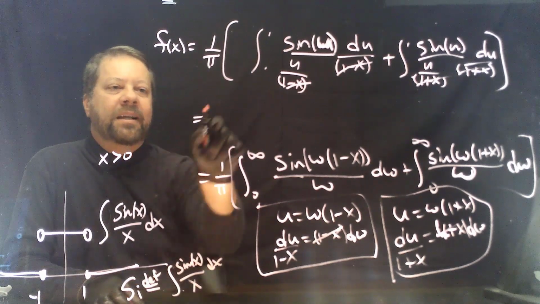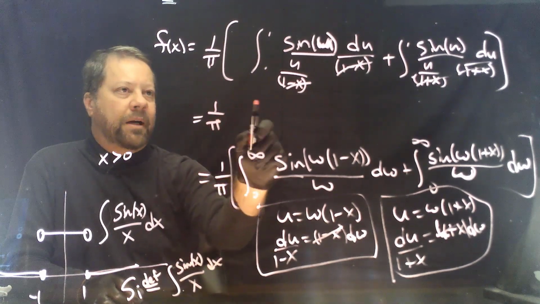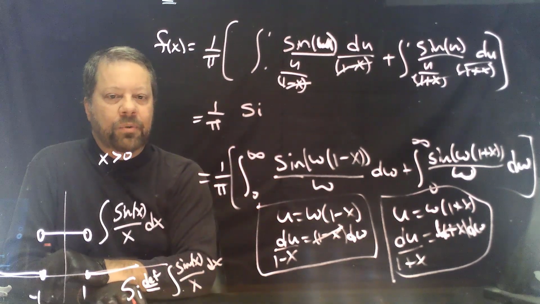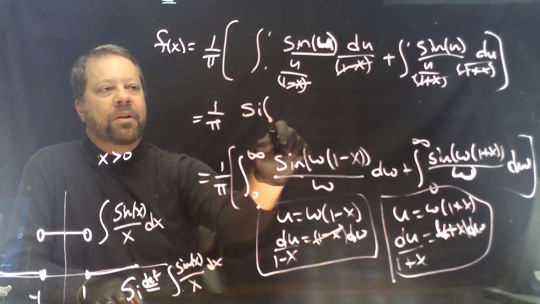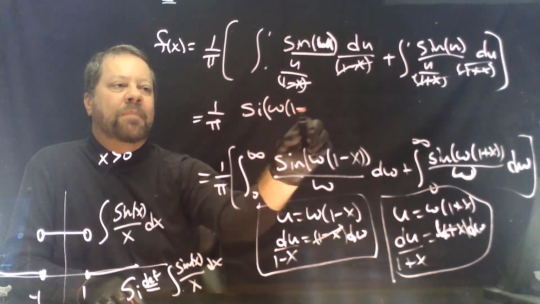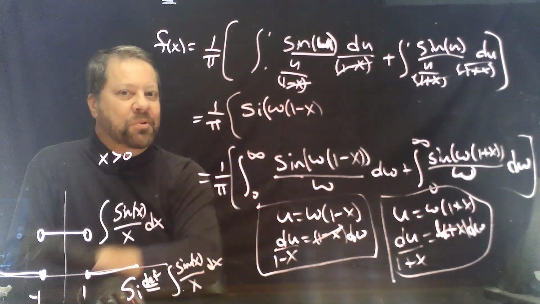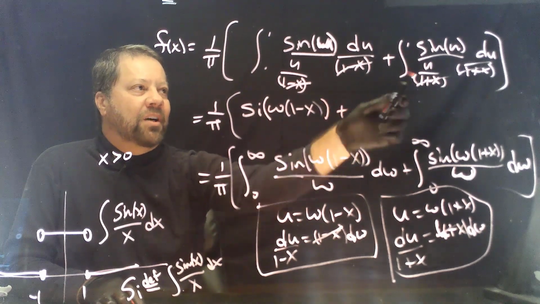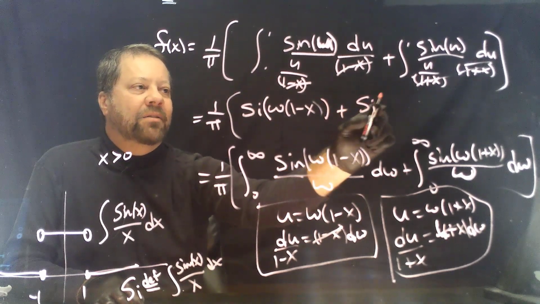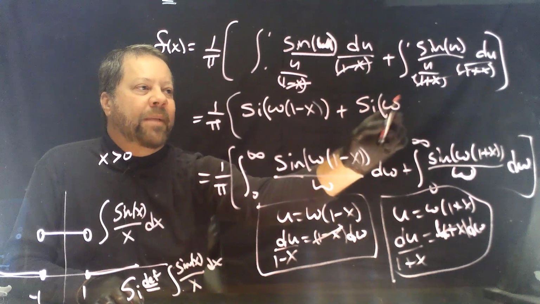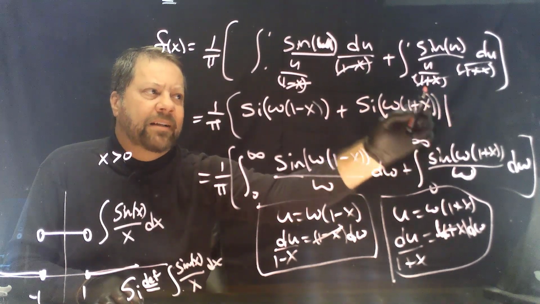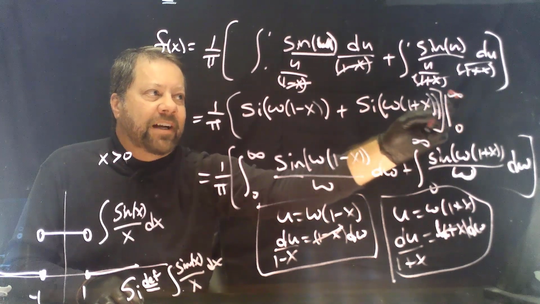And so what we get here is 1 over pi of the sine integral of u. But on this term, u was omega times 1 minus x. You see, I'm switching back to the original variable. And on the second term, we'll also have this sine integral, and it's going to be of omega times 1 plus x. And we're evaluating from 0 to infinity.